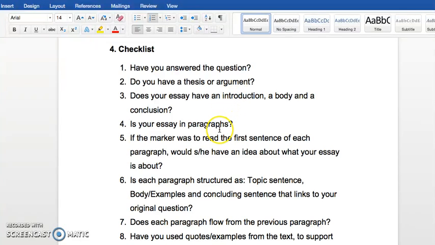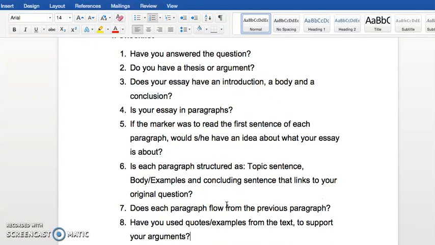Question 4, is your essay in paragraphs? Question 5, if the marker was to read the first sentence of each paragraph, would he or she have an idea about what your essay is about? Question 6, is your paragraph structured as topic sentence, body examples, and concluding sentence that links to your original question? Question 7, does your paragraph flow from the previous paragraph?